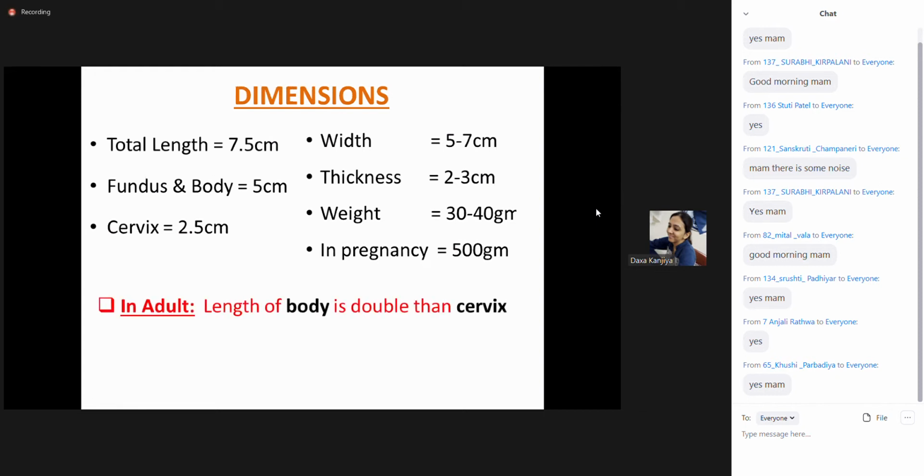In an adult, the length of the body of the uterus is double the length of the cervix. But in children, the length of the cervix is double the length of the body of the uterus. So this is the ratio of the body and cervix in the adult as well as in children.